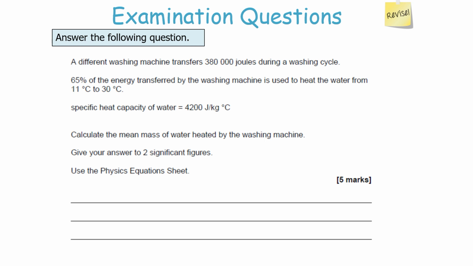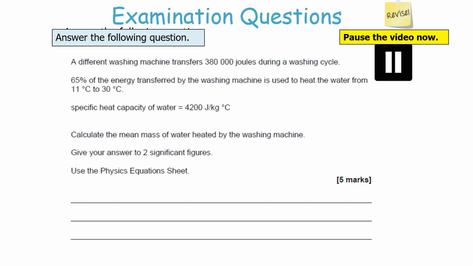The next question says a different washing machine transfers 380,000 joules during a washing cycle. 65% of the energy transferred by the washing machine is used to heat the water from 11 degrees to 30 degrees. The specific heat capacity of water is 4,200 joules per kilogram degrees Celsius. Calculate the mean mass of water heated by the washing machine. Give your answer to two sig figs. So pause the video now, then unpause the video when you want to go through your answer.